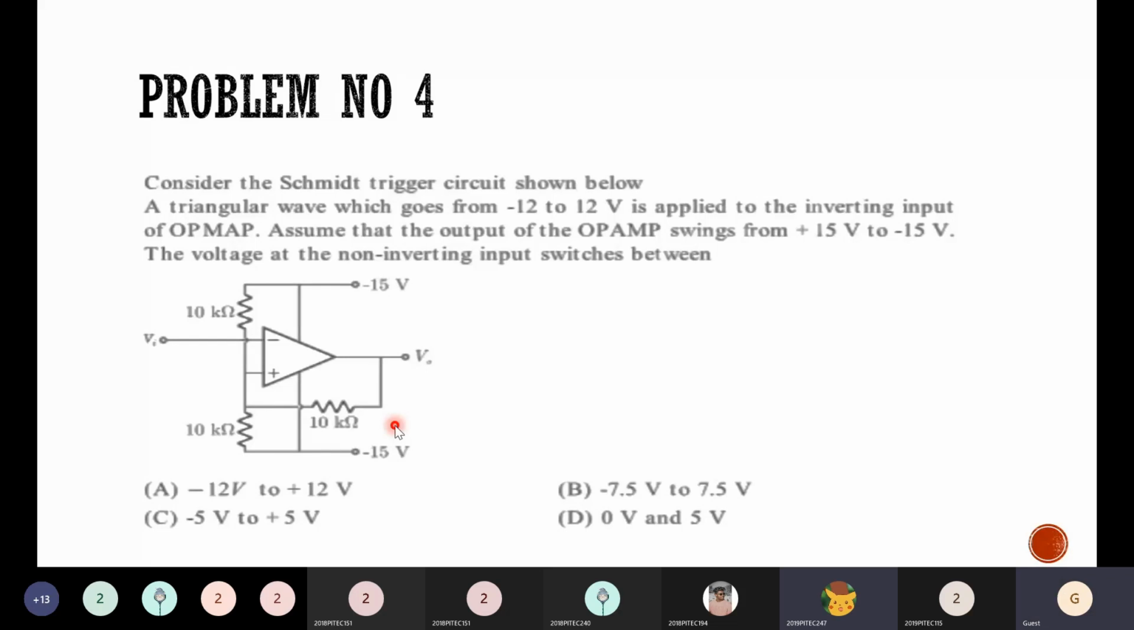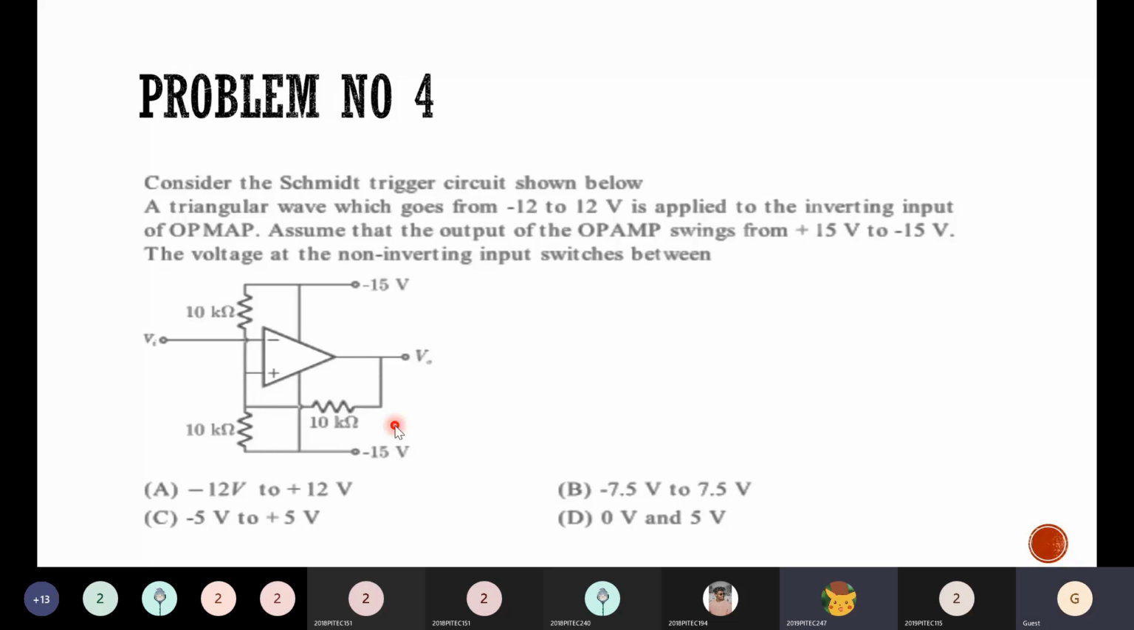A schematic circuit is given. They have given us the input value. It's a triangular wave between plus or minus 12 volts. The output is swinging between plus or minus 15 volts. And the question is we need to find the reference voltage which will be there at the non-inverting terminal of the op amp. Yes? So how to find that?